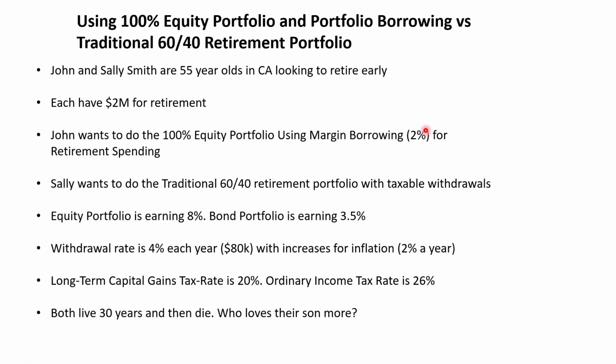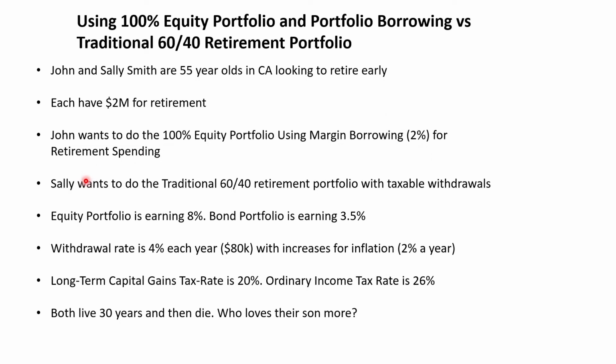So let's look at a case example, just to show you the real benefit of this 100% equity portfolio with portfolio borrowing versus a traditional 60-40 retirement portfolio with taxable withdrawals. Our case couple here is John and Sally Smith. They're both 55-year-olds in California looking to retire early. Each has $2 million for retirement. John wants to do the 100% equity portfolio using margin borrowing or portfolio borrowing. We're going to assume a 2% cost of that borrowing for retirement spending. So John is not going to have any taxable distributions. He's just going to borrow against his portfolio at a low 2% rate.